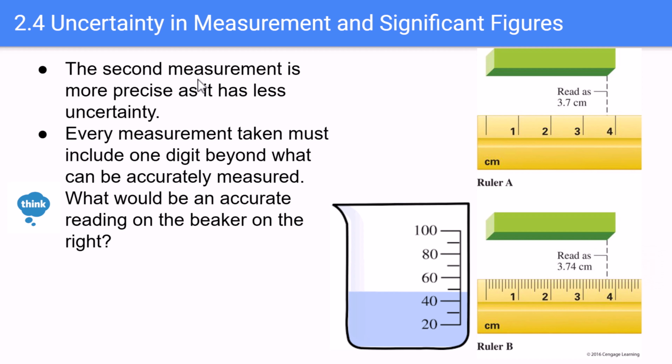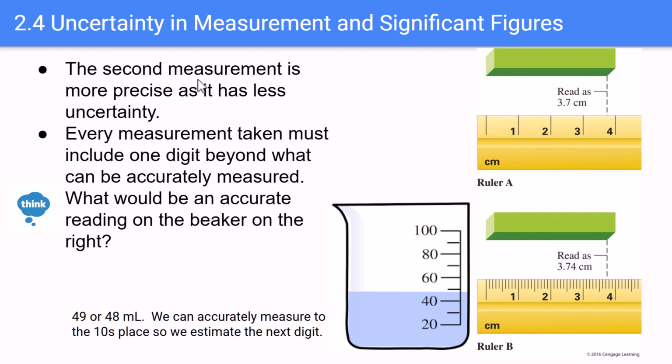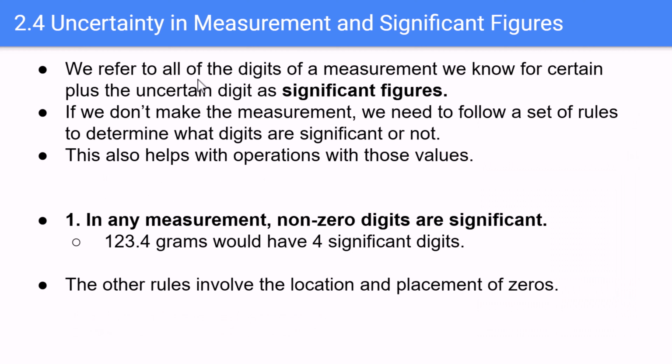All right, so hopefully what you notice is that the increments on the beaker go up by 10 milliliters at a time. So I can say that that is somewhere between 40 and 50 milliliters. So what I'm going to do here is estimate the last digit. I see that it's much closer to 50 than it is to 40, so I would venture to say 49 or 48 milliliters. Again, I'm estimating one digit beyond what I can accurately measure. I can accurately measure that that is somewhere between 40 and 50 milliliters, so I estimate the ones place digit. We refer to all of the digits in a measurement we know, plus the uncertain digit, as significant figures. Now, this will prove to be much more important when we start doing math with chemistry.